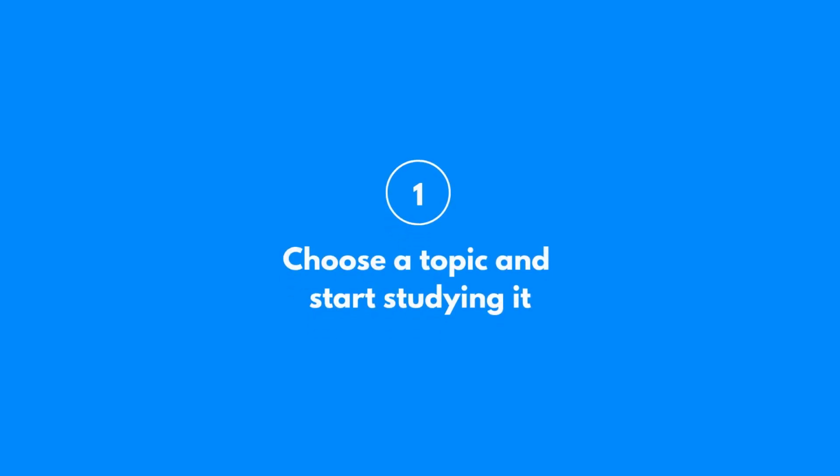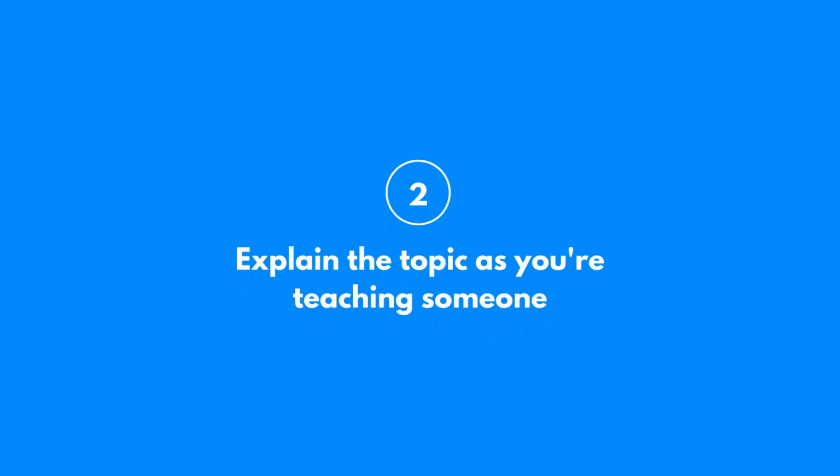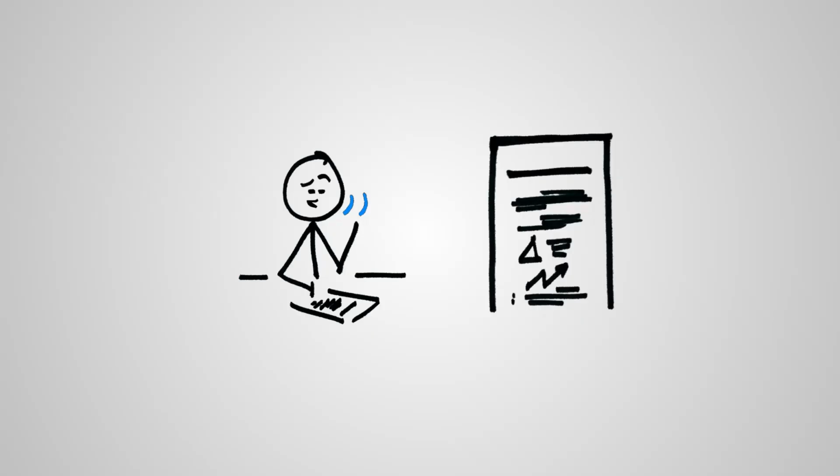So step number 1 is to choose a topic you want to understand and start studying it. Once you know what it is about, take a piece of paper and write the topic at the top of the page. Step number 2, by pretending you are teaching the idea to someone else, write out an explanation on the paper while you describe it out loud.